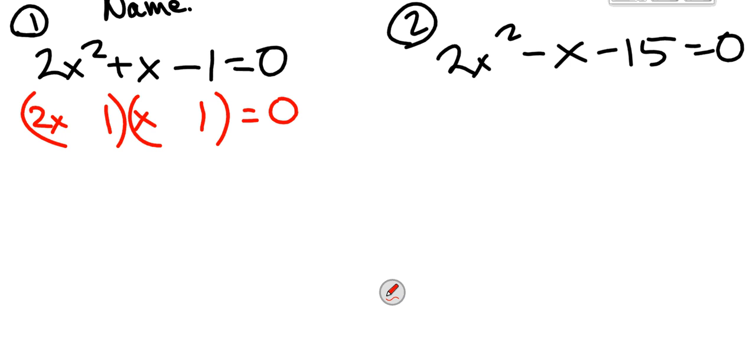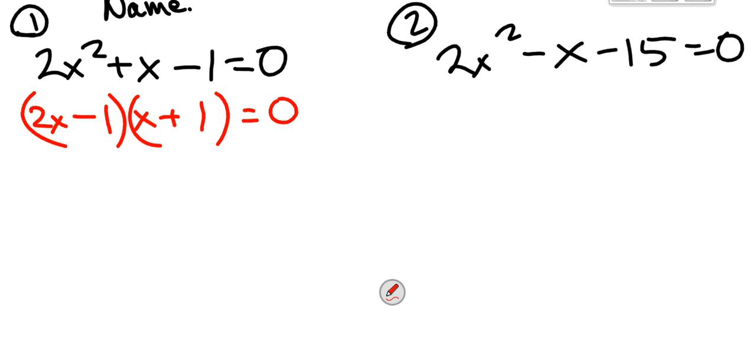First terms is 2x squared. Outside terms would be 2x. Inside terms would be 1x. In order to add or subtract those and get 1x, I would want this 1x in the middle, the inside terms, to be negative, and I would want my 2x to be positive. And so I put those signs in, I check the last term, and it's all good to go.